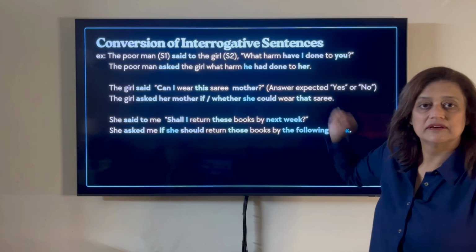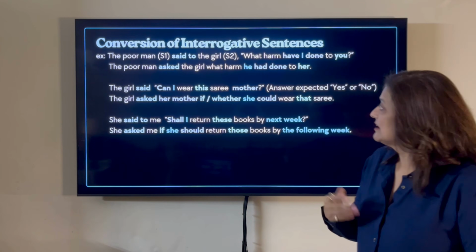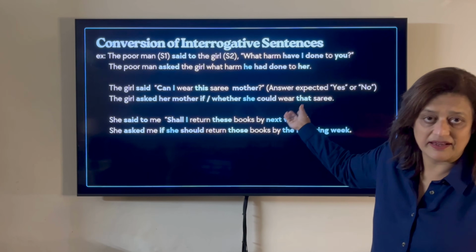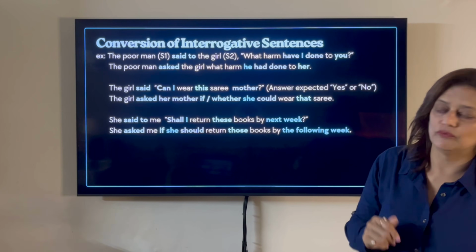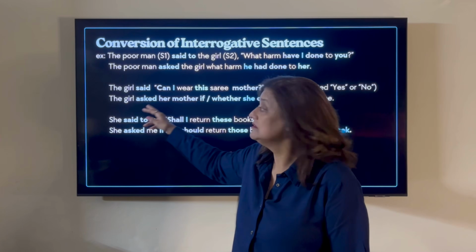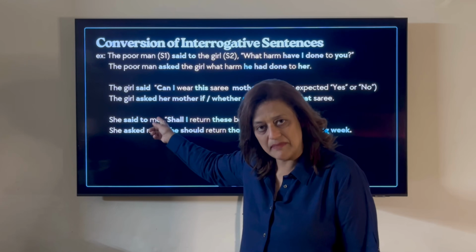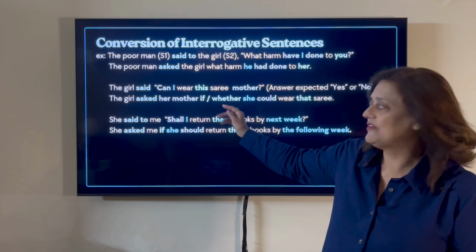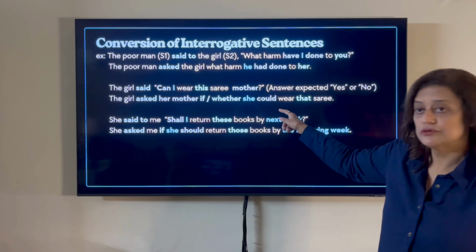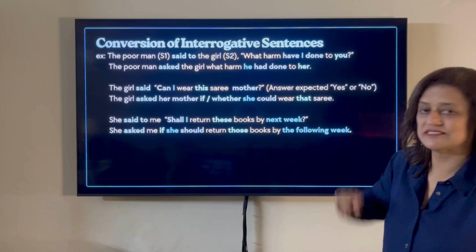And it becomes her. Another example, the girl said, "Can I wear this sari, mother?" So she's expecting an answer yes or no. Changing into indirect speech, it will become the girl asked. This mother word will come here because she's asking her mother. If or whether, she. Can changes to could, wear. This sari will change to that sari.